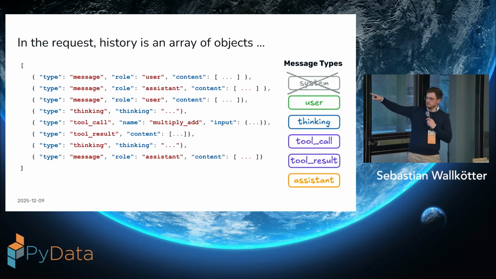And then you will basically find this order that you have here, which is a user message, maybe some thinking, tool call to result, a bunch of these, maybe some more thinking, and then an assistant message, and then this entire block repeats a couple of times.